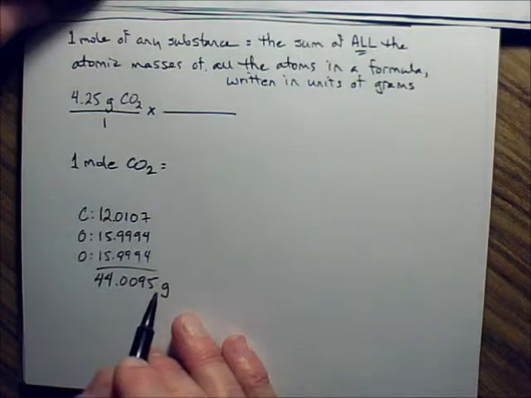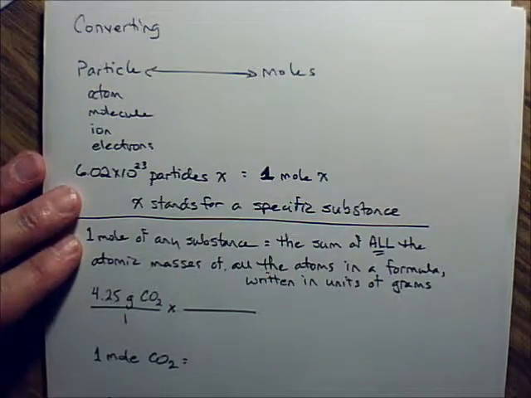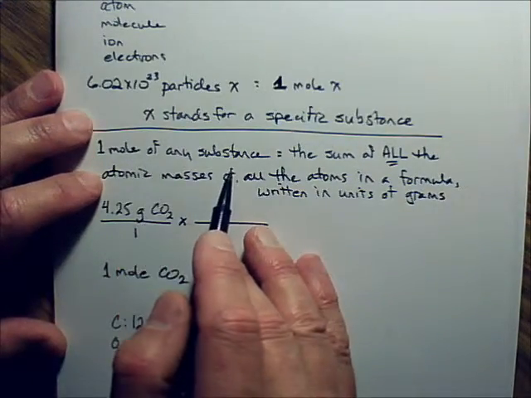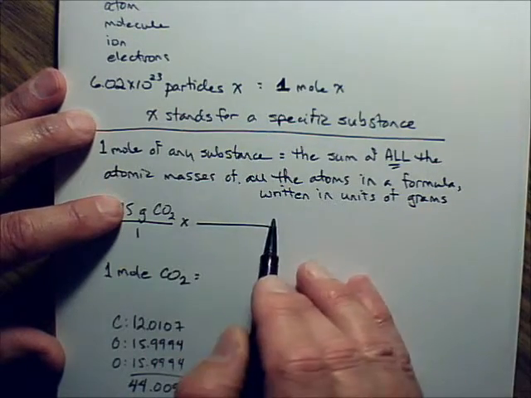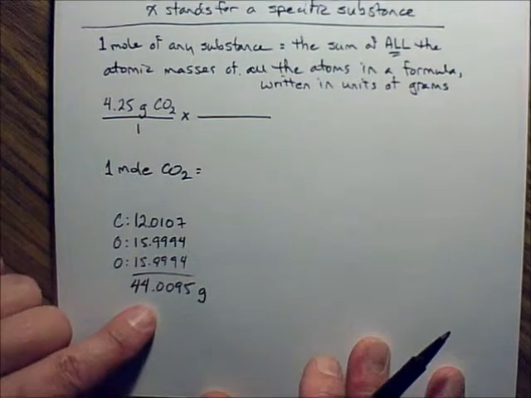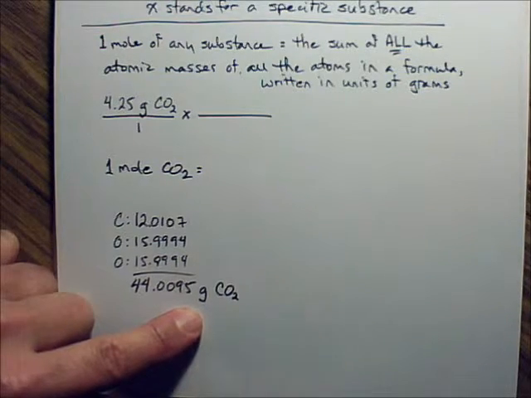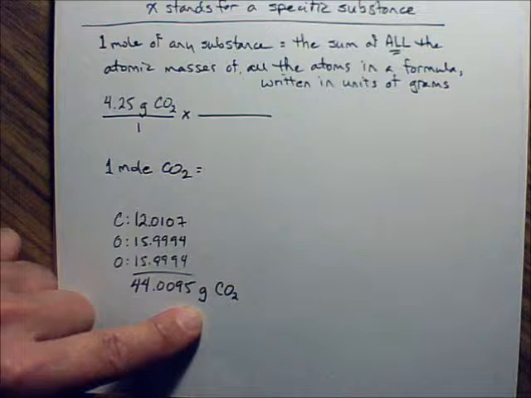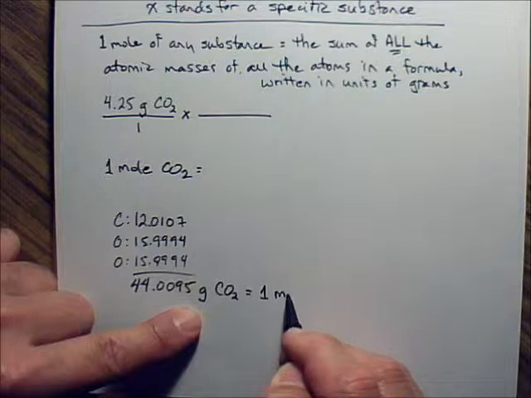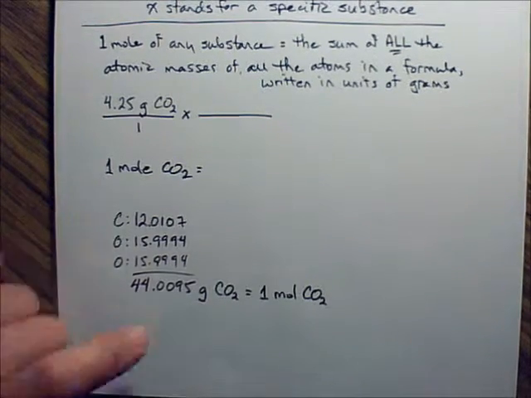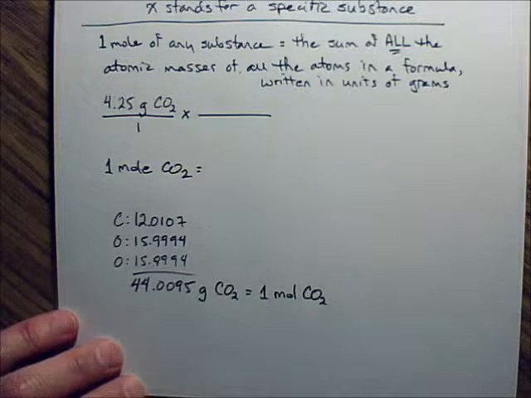This doesn't give us the equality statement we said we needed. When I was talking about this earlier, I said you always have to have an equality statement. We said 1 mole of any substance equals the sum of all the atomic masses of all the atoms in the formula written in units of grams. Well, here's our grams, and this is grams of carbon dioxide, and what's that going to equal? It's going to equal 1 mole of that carbon dioxide. Now we have an equality statement.